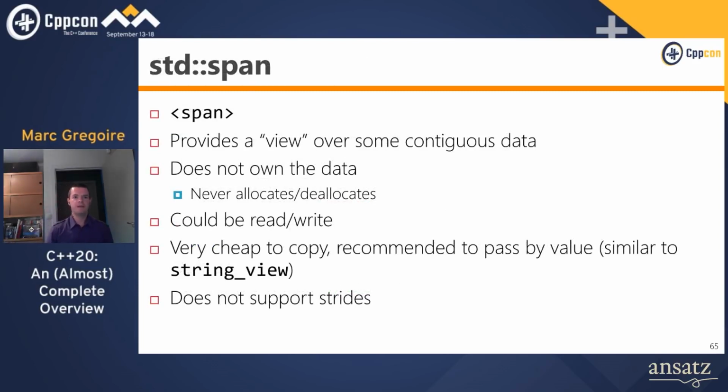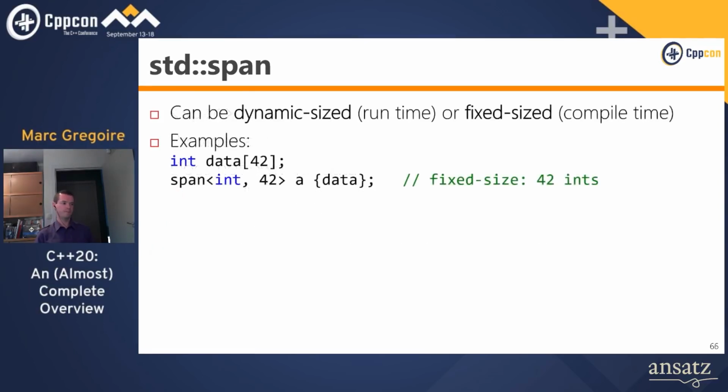Next feature is span. A span provides a view over some contiguous data. A span does not own anything, so it will never allocate and deallocate. Basically, it's just a pointer to the first element of the contiguous data and the size of the data. So that's also why it's very cheap to copy, and it's recommended to pass them by value, just as you do with a string view. And also, unlike string view, which is always a read-only view of a string, a span can be either read or write, and we'll see an example of that.